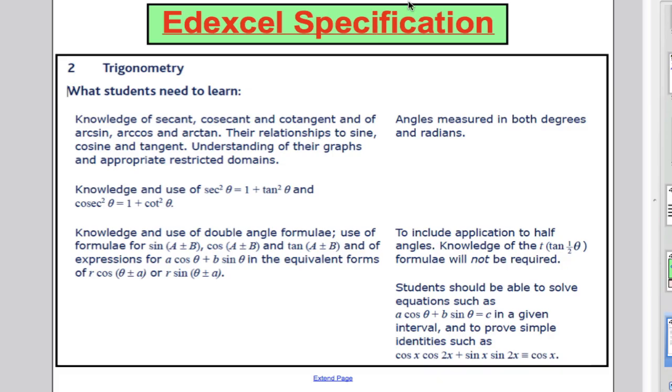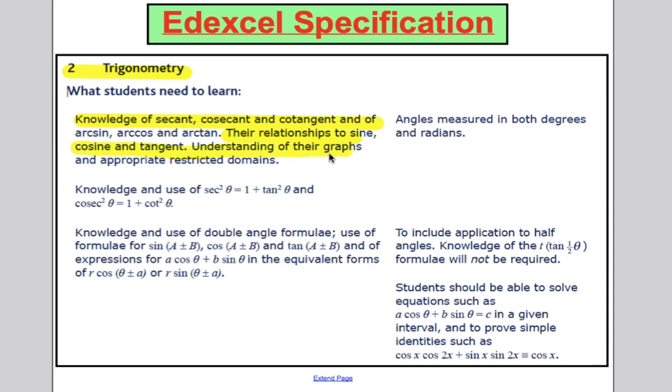Taking a look at the syllabus here, what we've previously done, we have introduced trigonometry. We know what sec, cosec and cot are. We know the relationships between them and sine, cosine and tan, and we know their graphs. We also have used degrees and radians to measure them and draw their graphs. We've talked about in the last video how to simplify expressions involving them and how to prove some identities.